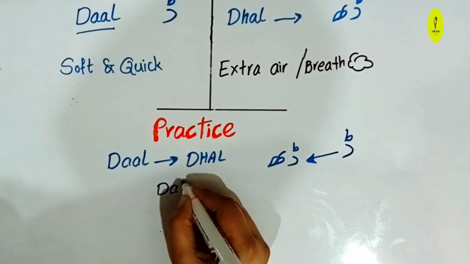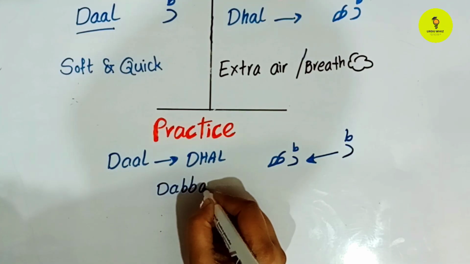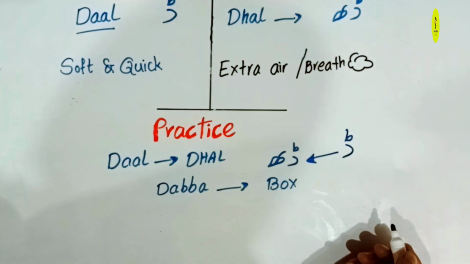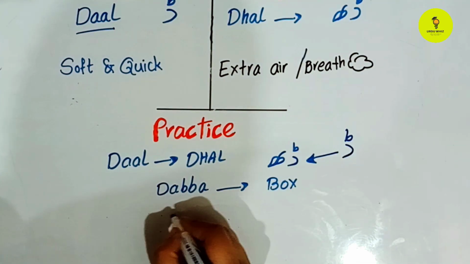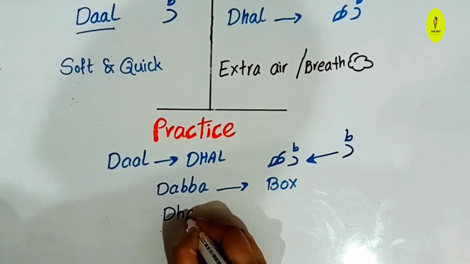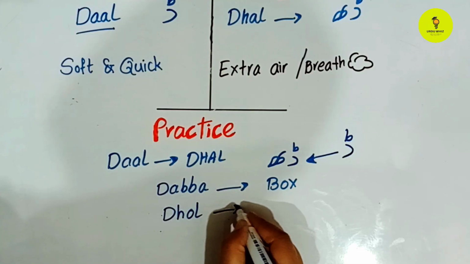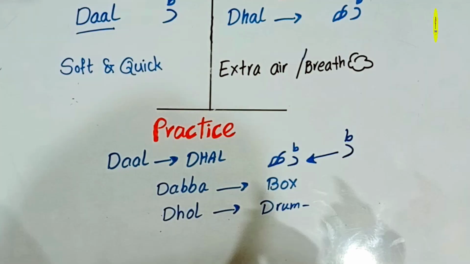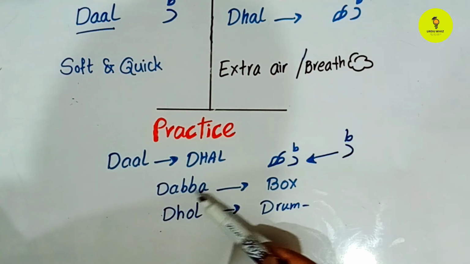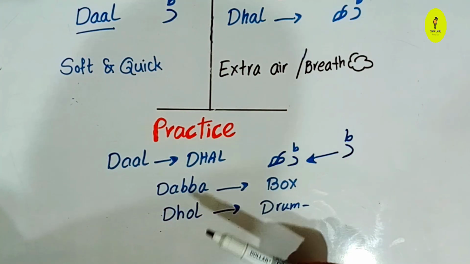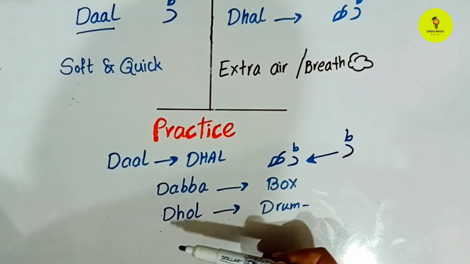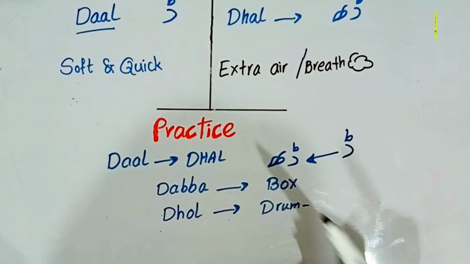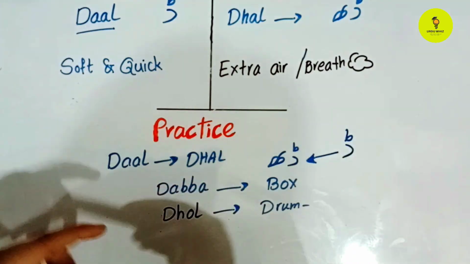We have two words here. First we have soft dabba, and the English meaning is box. Now we have the hard sound dhol, and that means drum in English. So repeat after me. Dabba and dhol, dal and dhal. These are the soft and heavy sounds of hard D.